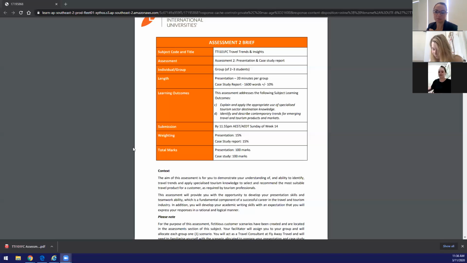Because this is a group assessment, however many people are in the group, you will all submit the exact same work. You will submit the exact same presentation and the exact same case study, okay? Both pieces of this assessment are intended to be a collaboration with your entire group, okay?